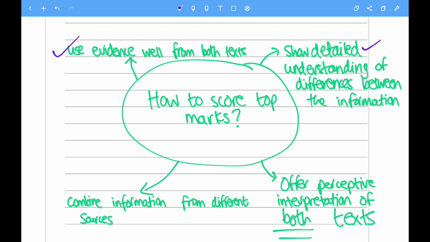The next point is to combine information from different sources. So see if you can make any connections of how they are different in terms of the explicit differences, what are the obvious differences, and what the not so obvious differences. Offer perceptive interpretation of both texts as well. So read between the lines, use your inference to show the examiner what those differences are.